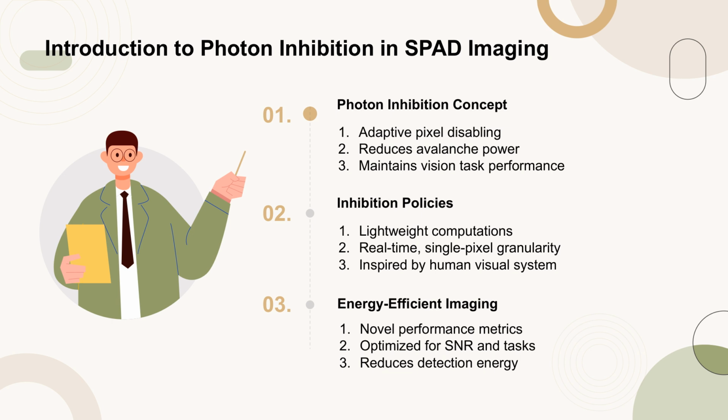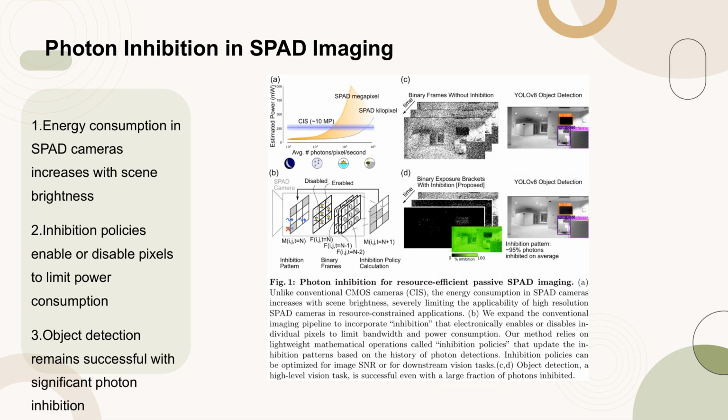Figure 1 illustrates the concept of photon inhibition in single-photon avalanche diode, SPAD, imaging for resource efficiency. In Part A, it is shown that unlike conventional CMOS cameras, the energy consumption in SPAD cameras escalates with the brightness of the scene, which severely restricts the use of high-resolution SPAD cameras in applications with limited resources. Part B introduces the expansion of the conventional imaging pipeline to include inhibition, a process that electronically enables or disables individual pixels to manage bandwidth and power usage.